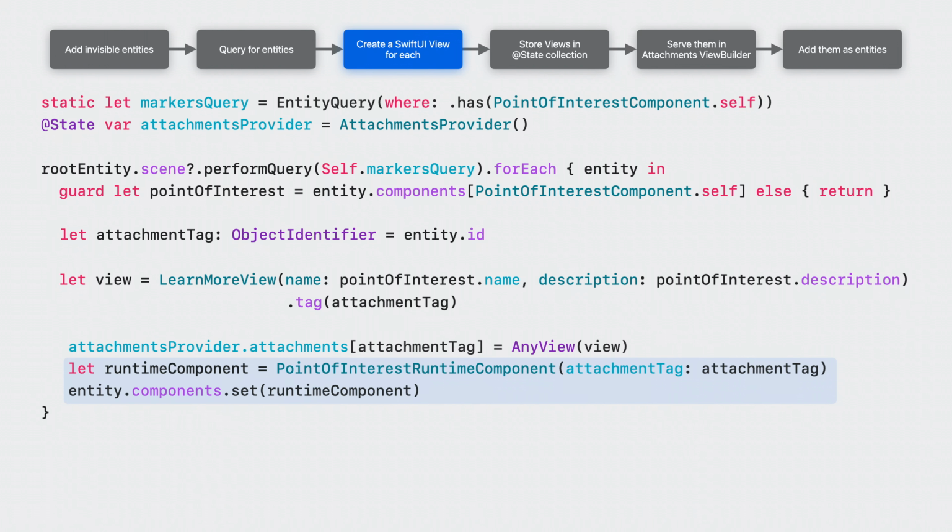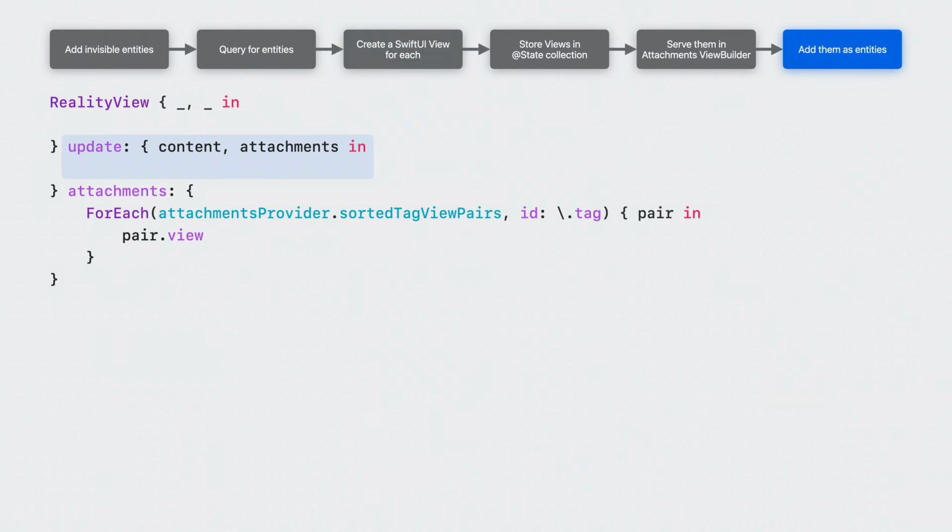In our reality view, we have one more step before we see our attachment entities show up in our scene. Once we've provided our SwiftUI views in the Attachments View Builder, SwiftUI will call our Reality View's update closure and give us our attachments as RealityKit entities. But if we just add them to the content without positioning them, they'll all show up sitting at the origin of the scene, position 0, 0, 0. That's not where we want them. We want them to float above each point of interest on the terrain.